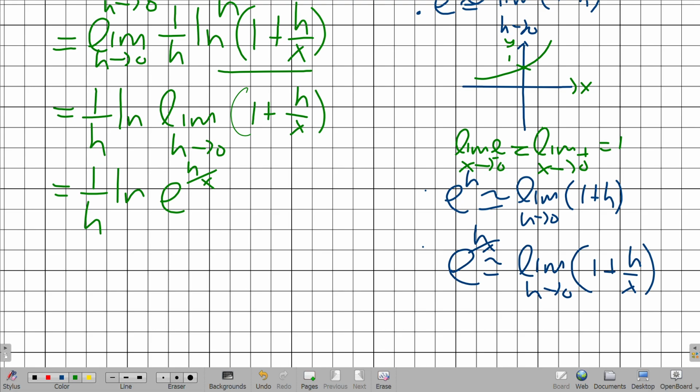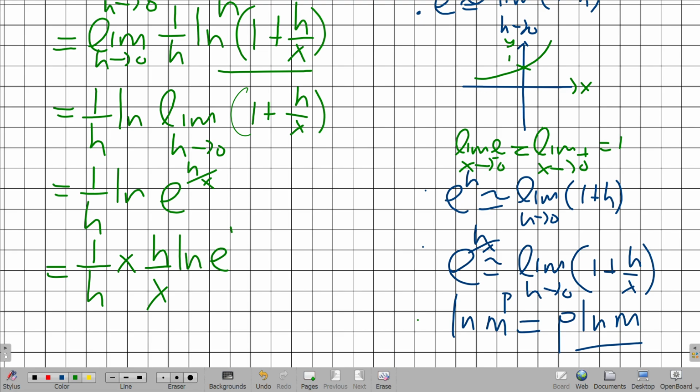Again, we are aware that the natural log of a number raised to an exponent can be written as p natural log of m. So we are going to use that as well here and say this is equal to 1 over h times the natural log of this value. Actually, I should write it, sorry. This goes there, it becomes h over x times the natural log of e to the power of 1.